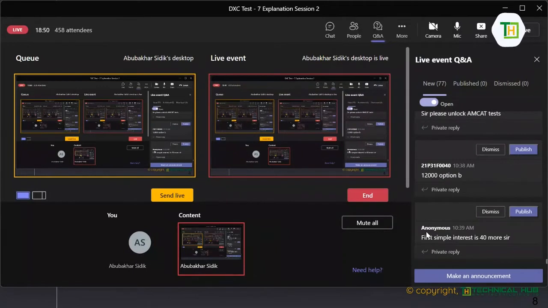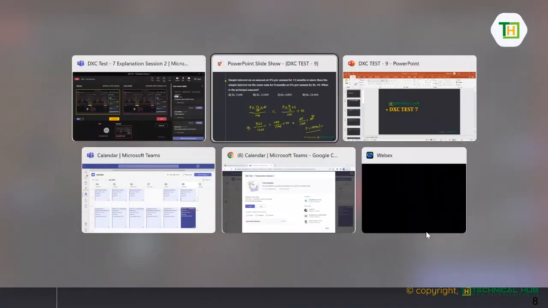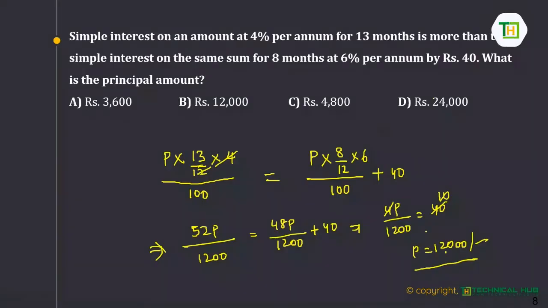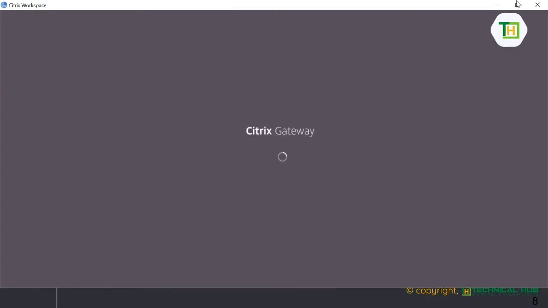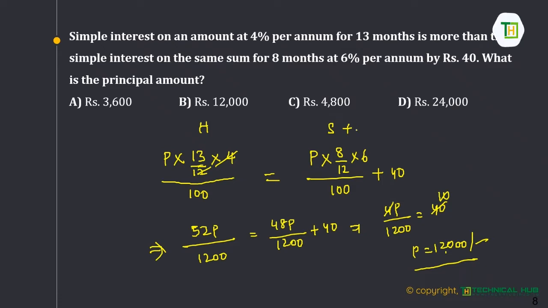Okay, first simple interest is 40 more, sir. That's what I have written. The first simple interest is 40 more than the second one. So this is the highest value, this is the smallest value. The smallest plus 40 will be equal to the highest. So I have taken the first interest as the 40 more.